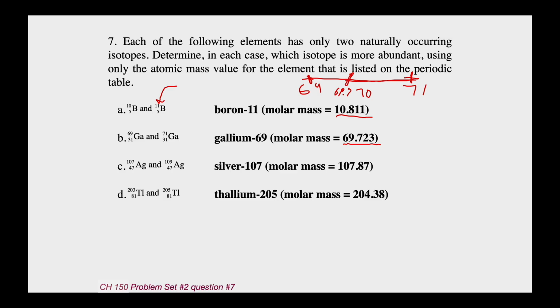So don't be afraid to use number lines, rounding up in the case of the first one, whatever you need to do to figure it out. But it is a nice way to make a prediction as to which of these is more abundant.